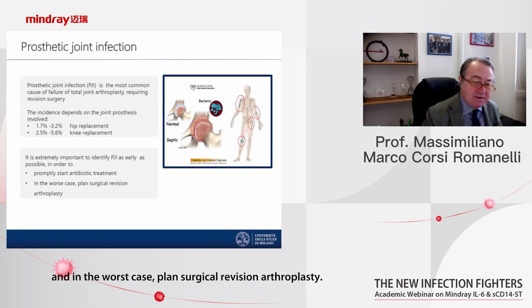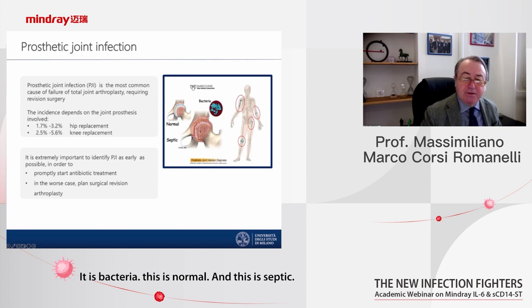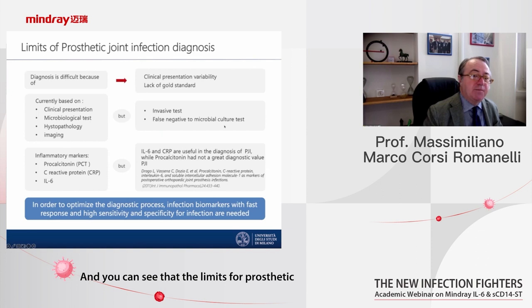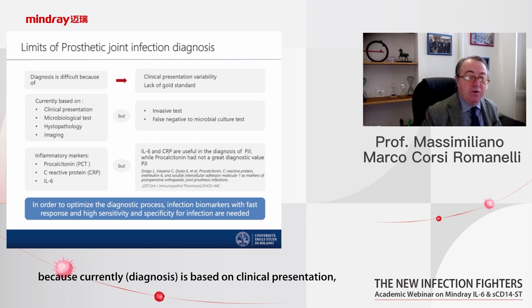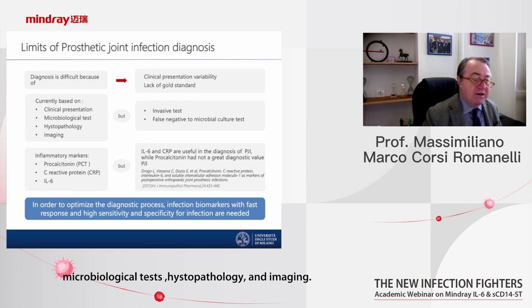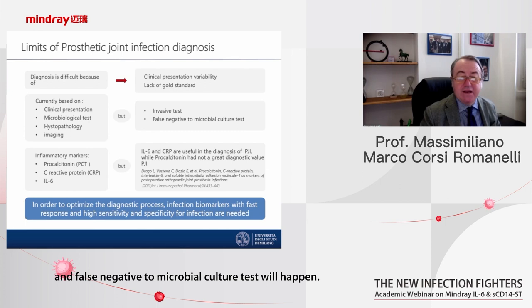So it is bacteria, this is the normal, and this is the septic. You can see that the limit of prosthetic joint infection diagnosis is that it is difficult, because currently it is based on clinical presentation, microbiological test, histopathology, and imaging, but this is an invasive test, and false negatives to microbial culture test can happen.